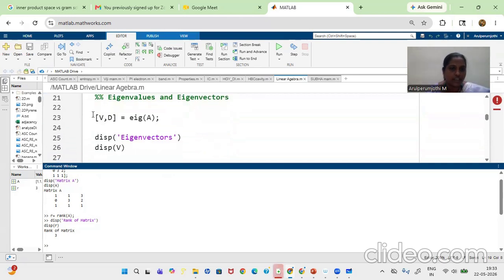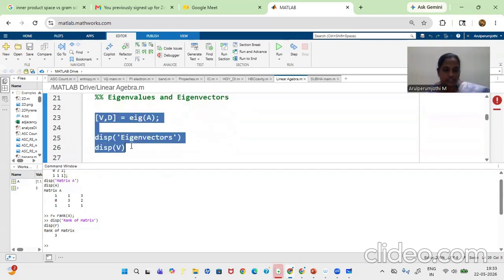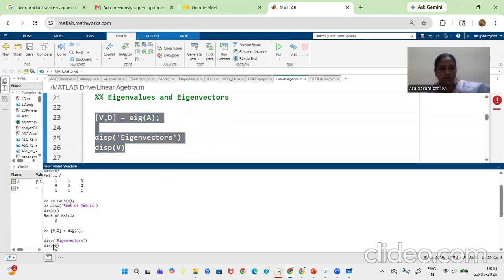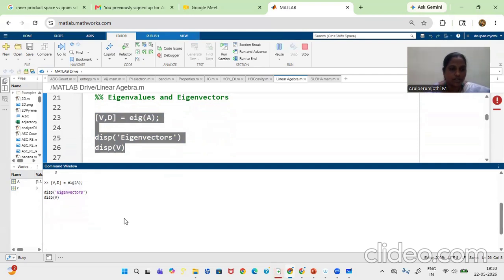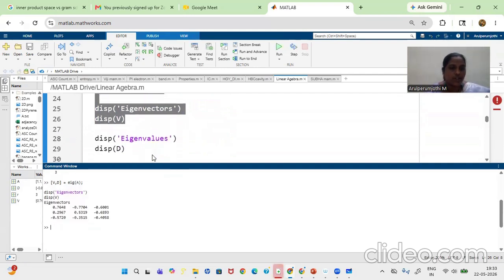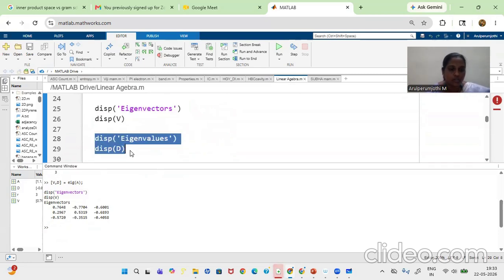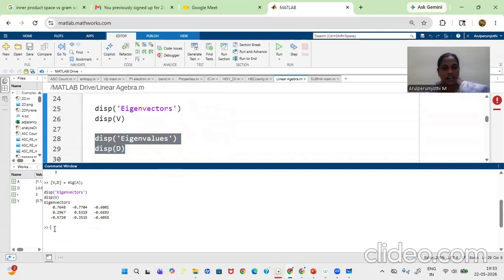So to find eigenvalues and eigenvectors, this is your code. B comma D is equal to eig of A, matrix A, and display the eigenvectors. So see, these are your eigenvectors. It is in decimal values, and also you can find the eigenvalues. So display eigenvalues.